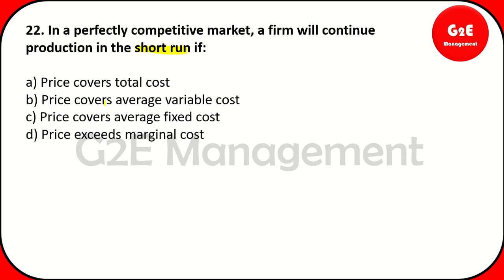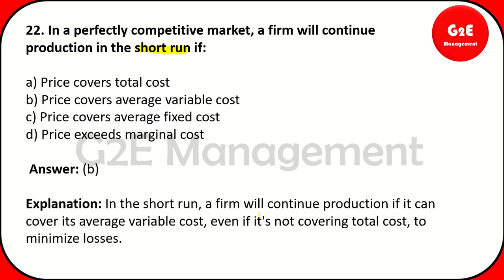So what will come? Price covers average variable cost. So in the short run, the firm will continue production if it can cover average variable cost, even if it is not covering total cost. So price is required as well as variable cost is required in terms of the short run for a perfectly competitive market, okay, to minimize the losses.